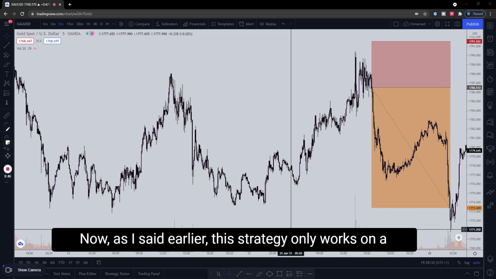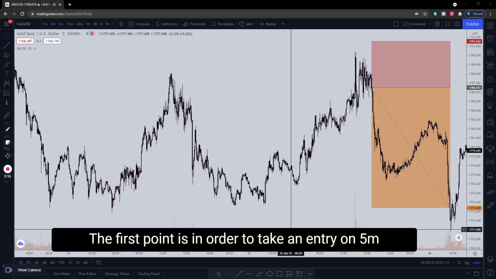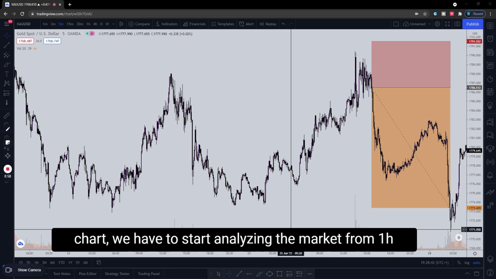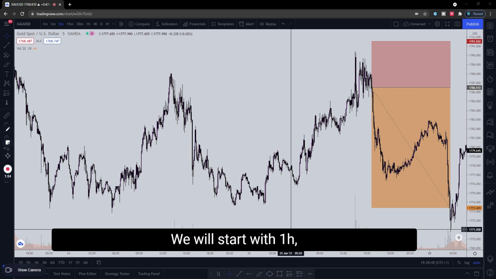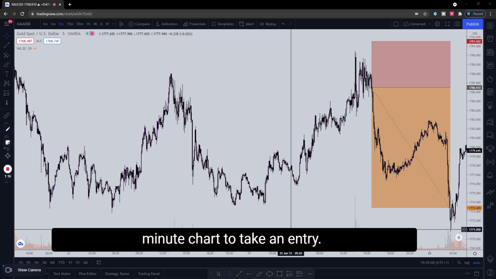Now, as I said earlier, this strategy only works on 5-minute chart, but there are some key points that we need to remember. The first point is in order to take an entry on 5-minute chart, we have to start analyzing the market from 1 hour all the way down to 5 minutes. We will start with 1 hour, then we will move on to 15 minutes, and after analyzing on 15 minutes, we will move on to 5-minute chart to take an entry. So this whole process is very simple and it only takes 5 to 6 minutes to analyze. So let's go to 1 hour chart to start the process.